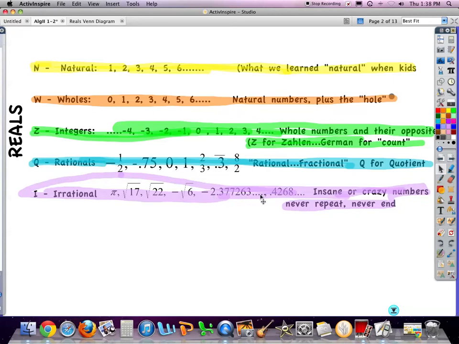And the other way to write some of these things is to write like -2.377263... That dot means that this number continues and we have no repeat bars. So we know that this number goes on forever. It's the number that never ends. Here's another one, 0.4268... That number keeps going forever and ever and never repeats. We call it irrational.